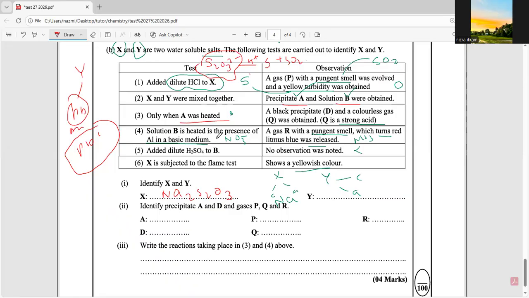Then we identified that solution B has NO3-. That means the anion of the compound Y is NO3-. Therefore, Y is lead nitrate.